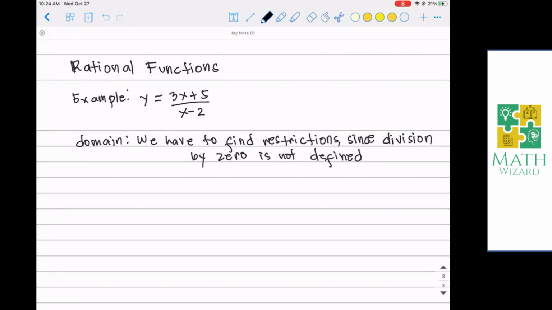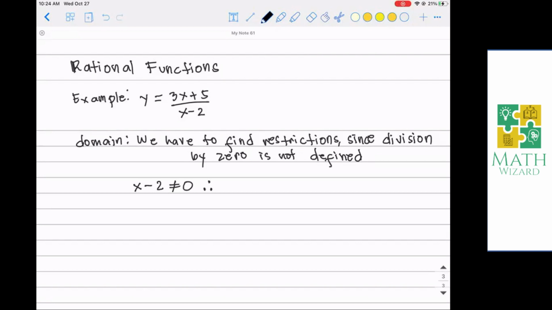Okay, so for us to get the domain of y is equal to 3x plus 5 over x minus 2, we have to find restrictions since division by 0 is not defined. So ang ibig ko lang sabihin, focus tayo doon sa denominator. Ang ating denominator ay x minus 2. And x minus 2 should not be equal to 0. Okay, hindi siya pwede maging 0.